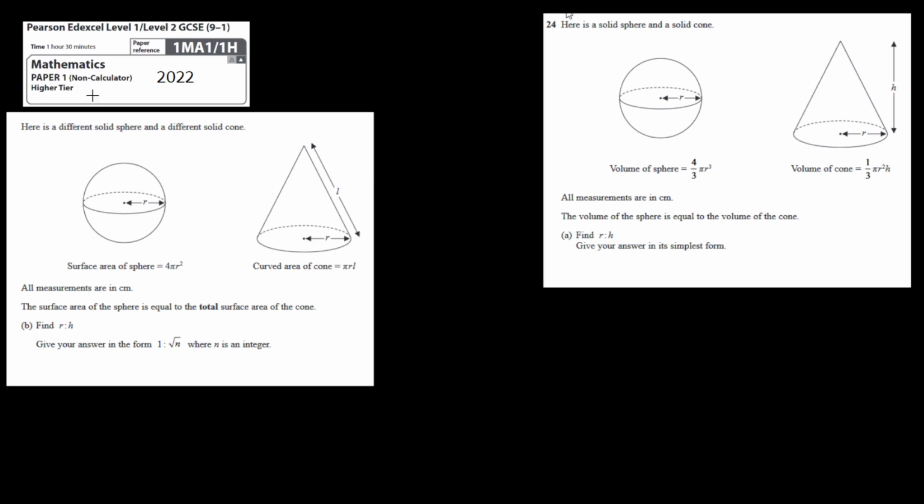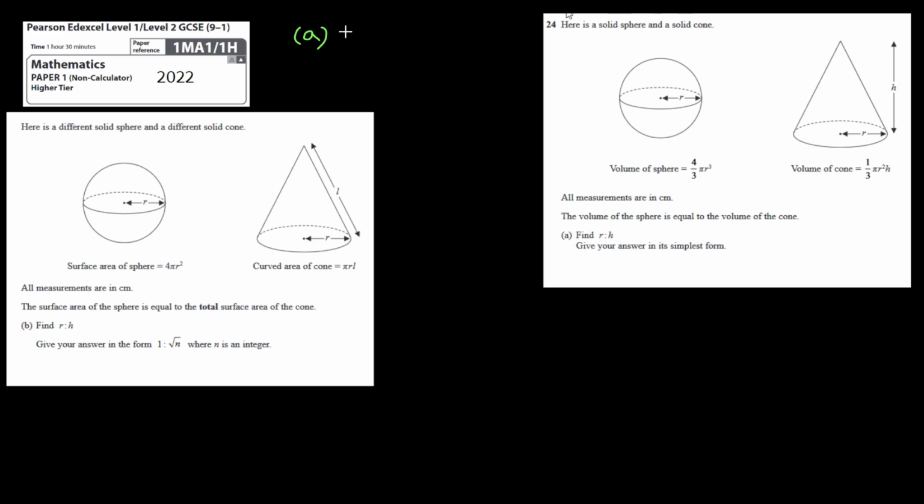Okay, question 24 is a two-part question involving spheres and cones. Let's tackle part A first. We're told that the volume of the sphere and the volume of the cone are the same. Luckily, we're given those formulas, so we can just equate these two and find the ratio of r to h.